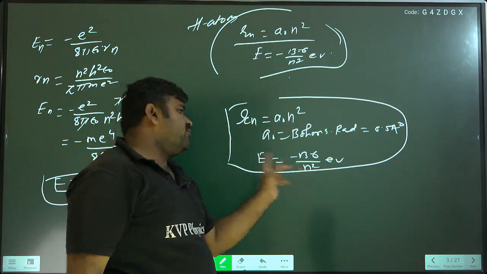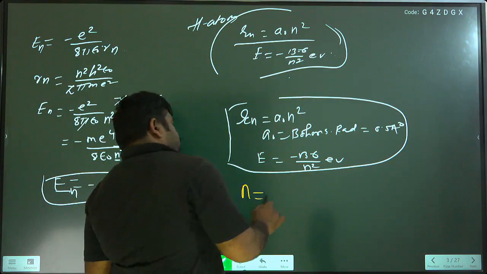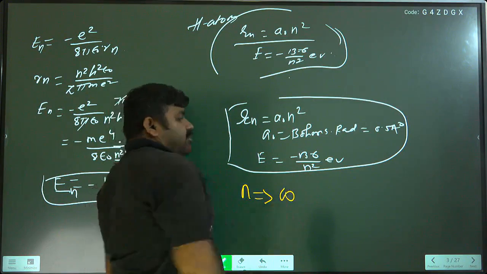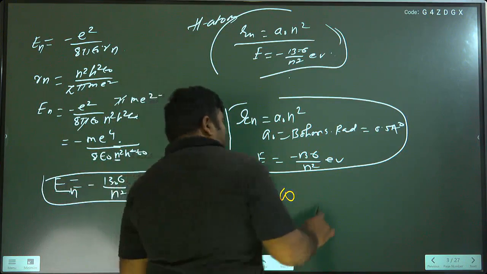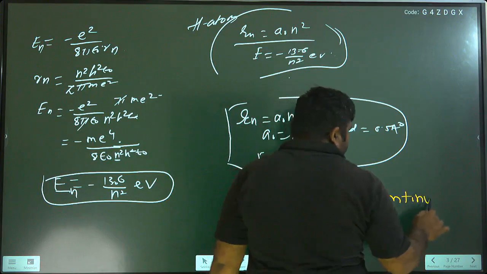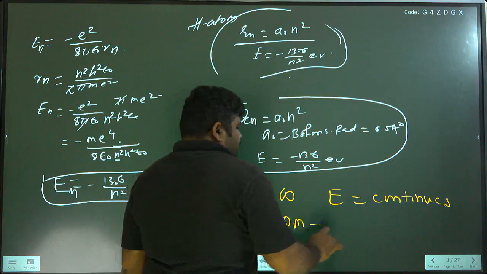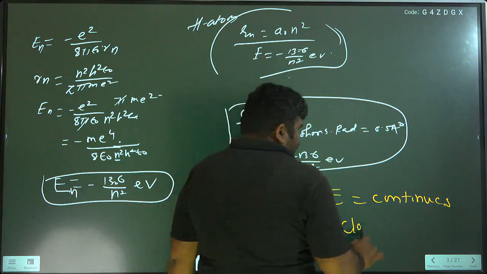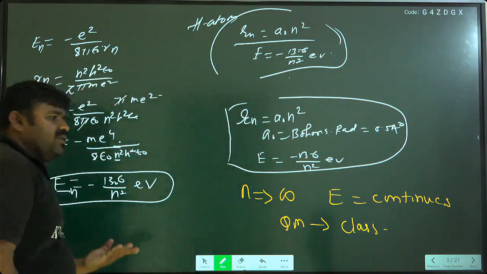Sometimes they are given the n value, we can find out the n. N is very, very large. Suppose n tends to infinity. What happens? We can say that energy is equal to 0. This is not like that. N tends to infinity, energy becomes continuous. Energy becomes continuous, meaning quantum mechanics behaves like classical mechanics, or the quantum system behaves like a classical one, because of the continuous energy levels.